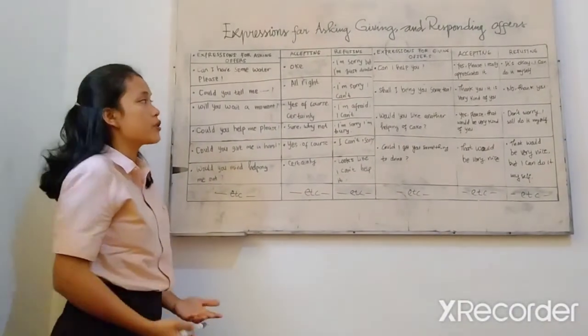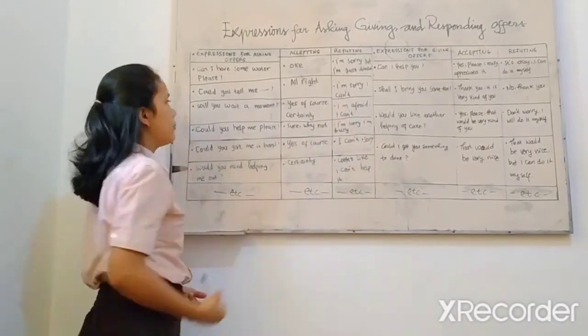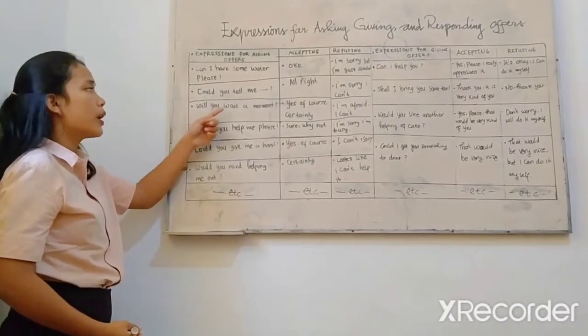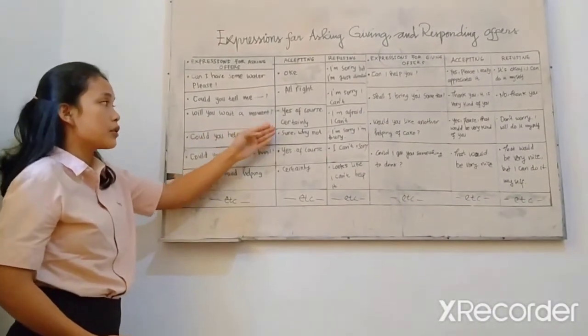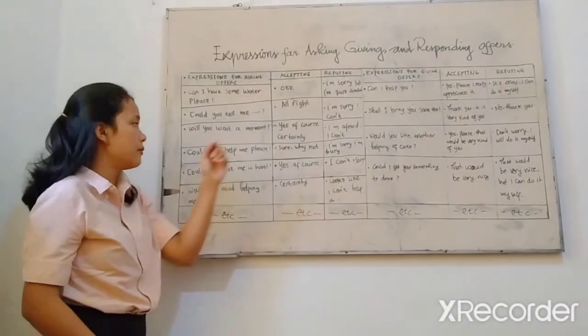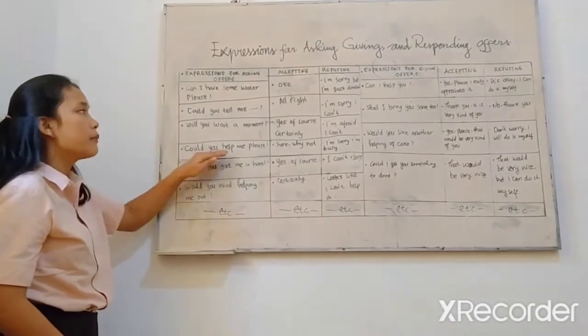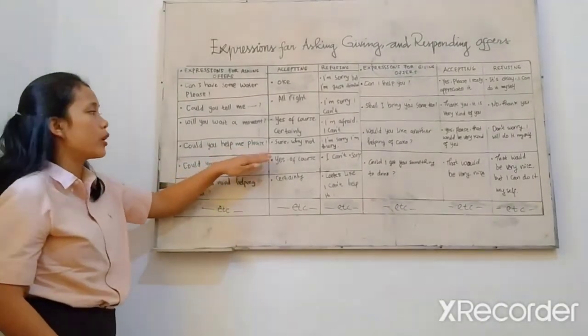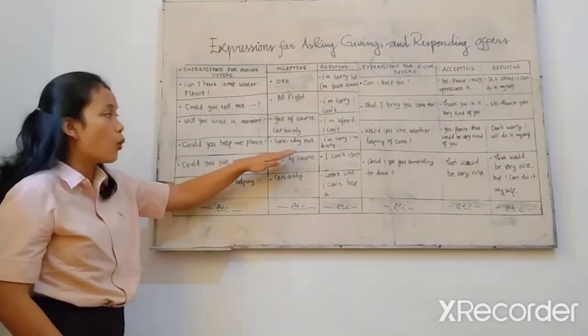Or we can refuse: I'm sorry, I can't. And then, will you wait a moment? Yes, of course, certainly. Or refusing: I'm afraid I can't. And then, could you help me please? We can accept it with the sentence, sure, why not?